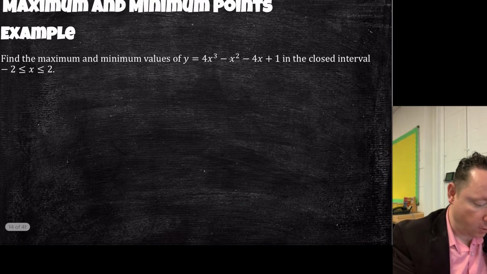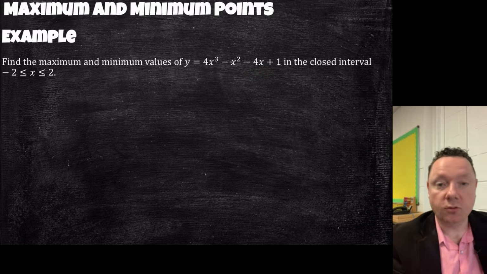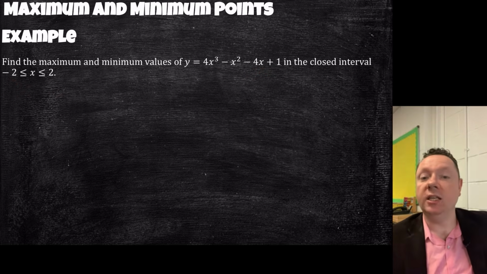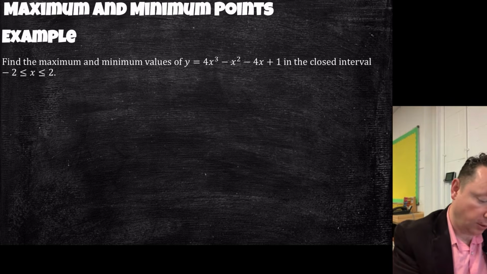Maximum and minimum points: let's say we had, find the maximum and minimum values of y equals 4x cubed minus x squared minus 4x plus 1, in the closed interval minus 2 is less than or equal to x less than or equal to 2. We just need to check 2 and minus 2, but then check the turning points, the stationary points.